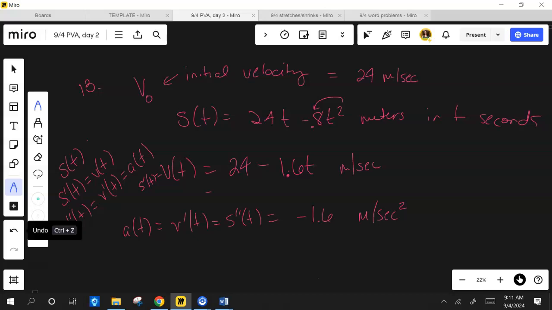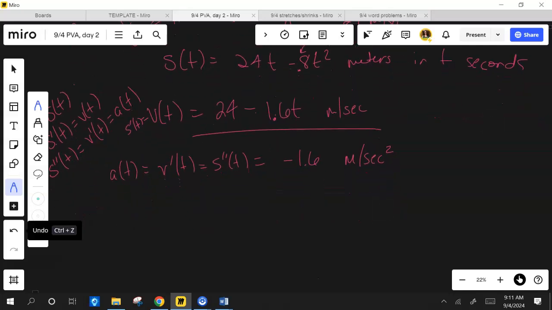Velocity was 24 minus 1.6t. All right. Now we're going to start doing some analysis. When we do this, I like to do a sign chart. I always do a sign chart. It helps me so much, okay? I hope it helps you too. This will be a non-calculator problem.